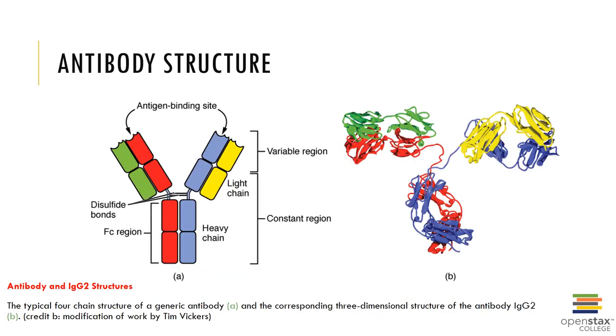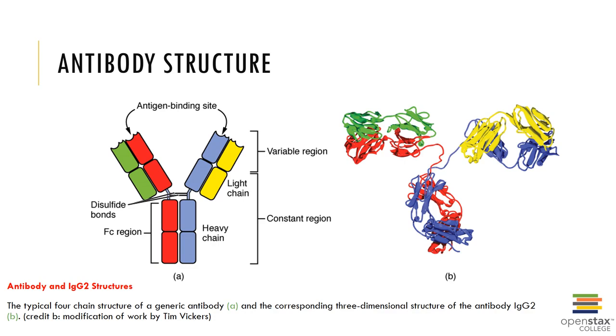This shows the antibody structure, and you can see that an antibody consists of 4 polypeptide chains, 1 pair of heavy chains on the interior and 1 pair of light chains on the exterior. The 4 chains are held together by disulfide bonds. Each of the 4 chains has a constant region where the amino acid sequence is the same and a variable region where the amino acid sequence is unique.